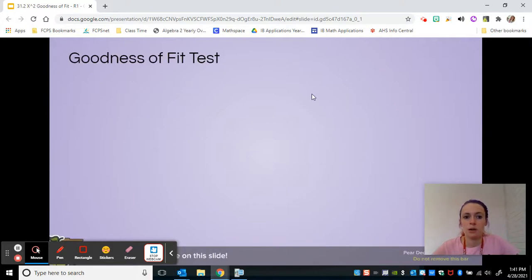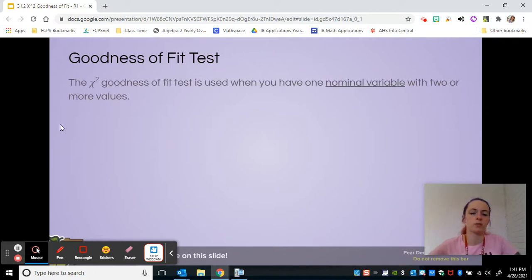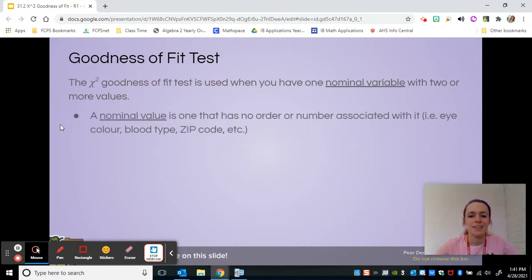So a bit of information about the test before we actually do it. The chi-squared goodness of fit test is used when you have one nominal variable with two or more values. And what we mean by nominal variable is one that has no order or number associated with it. So like your eye color, the blood type, zip code. So similar to a qualitative piece of data.